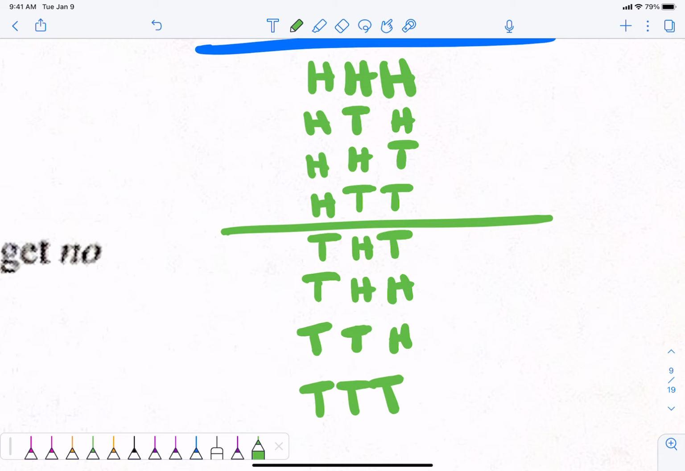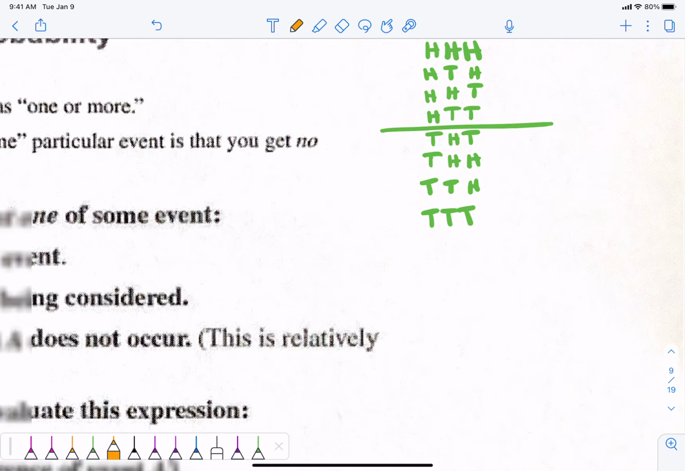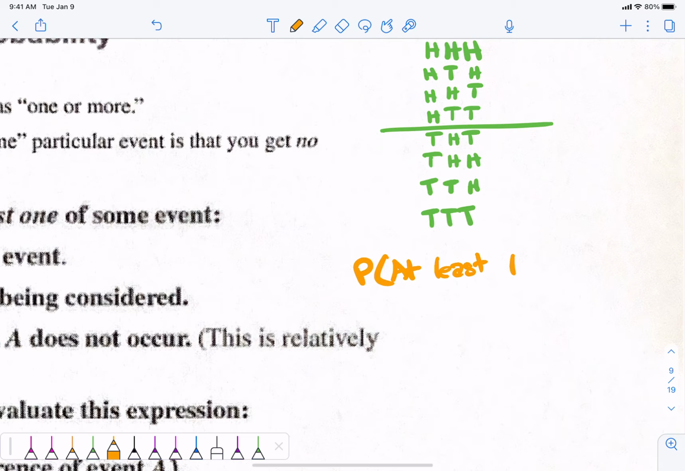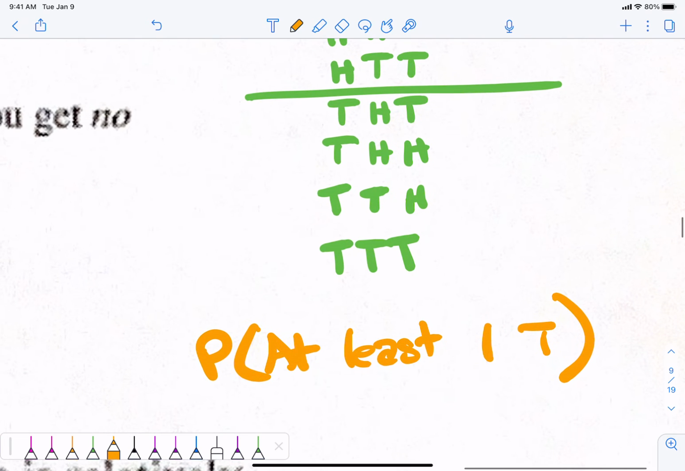Now we're looking for at least one. There are 8 combinations here, and we're looking for at least one. Should we do at least one head or at least one tail? At least one tail. So here's what we're trying to do: we're going to find the probability of at least one tail.